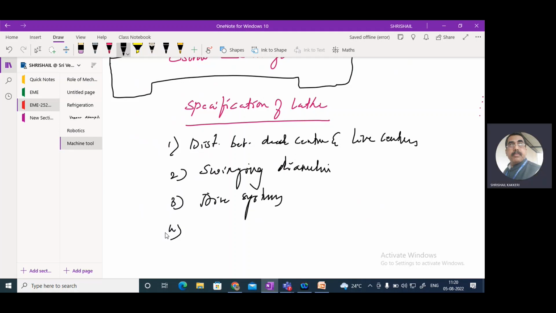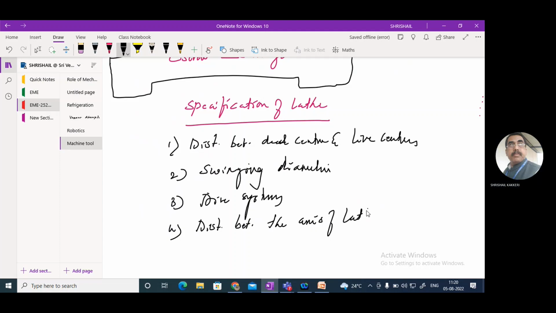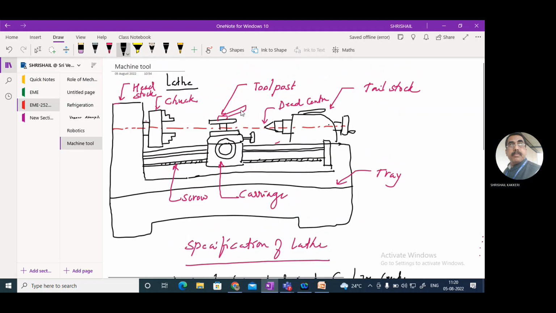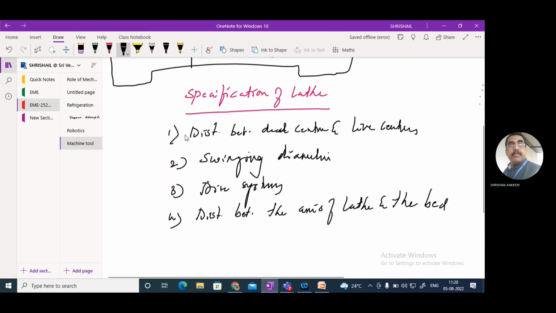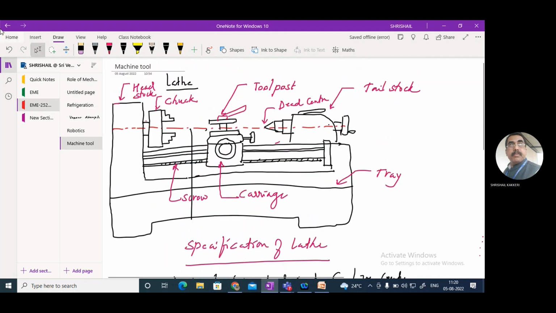And the next one, the distance between the axis of the lathe and the bed. Please look here. This distance, the center to the bed. This gap we describe this way: how much the center to the bed distance is. These are the things.